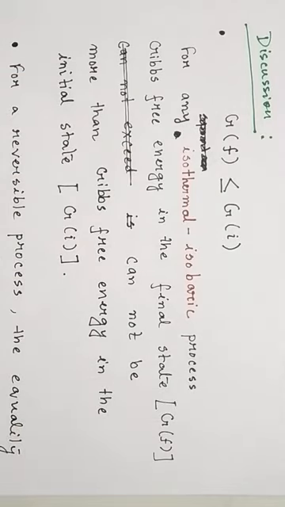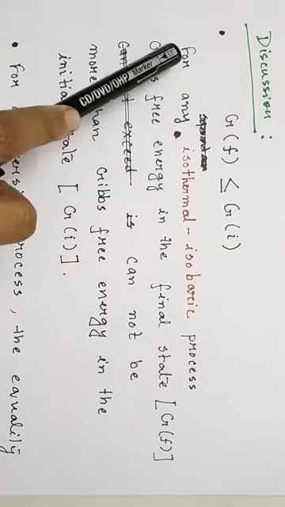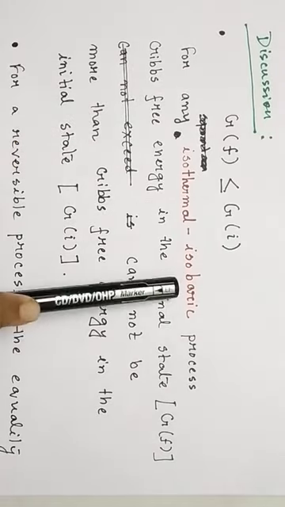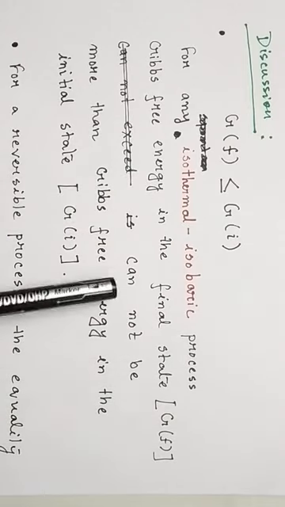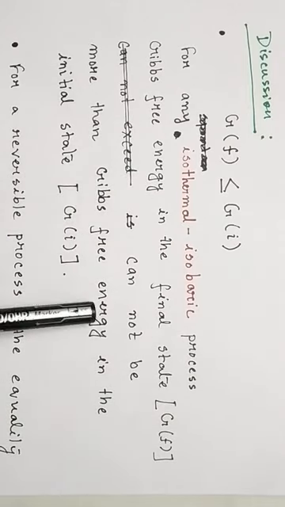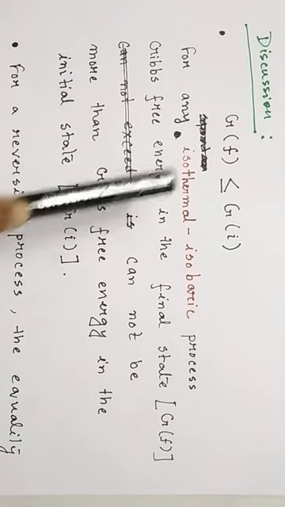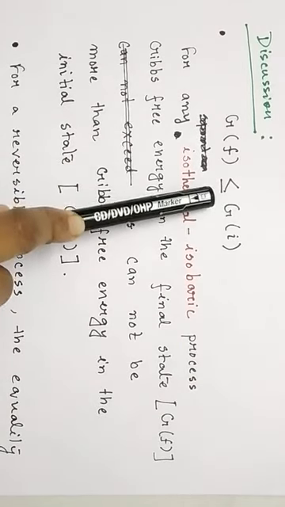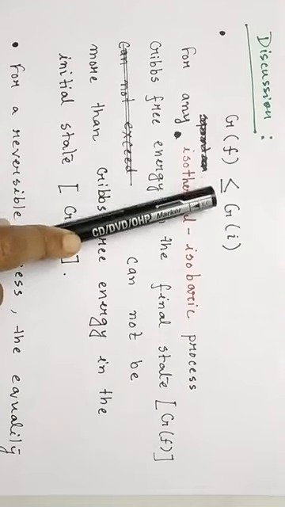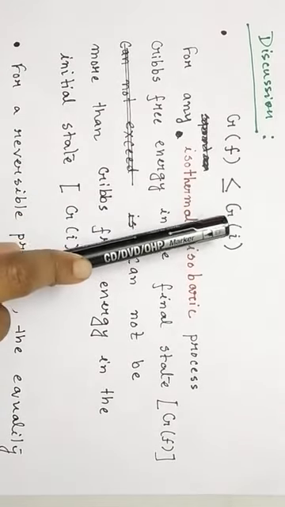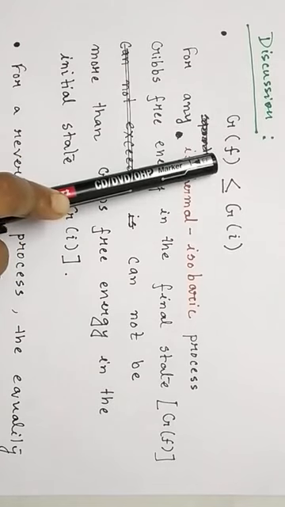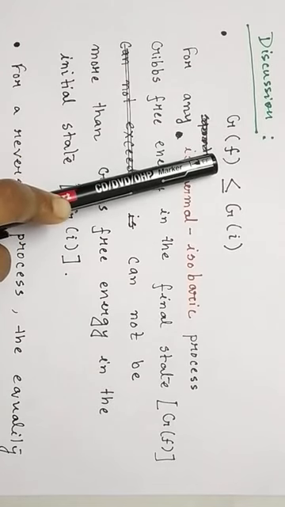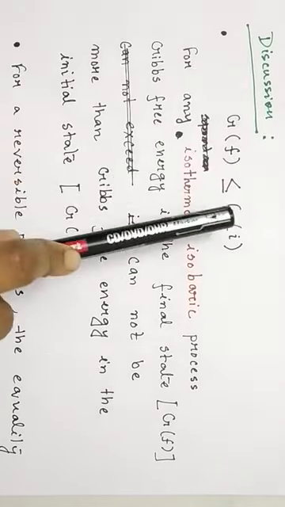That is, we can say that for any isothermal and isobaric process, Gibbs free energy in the final state, that is GF, cannot be more than Gibbs free energy in the initial state GI. That is, GF has to be always less than or at most equal to its initial state value. The final state value cannot be greater than its initial state value.